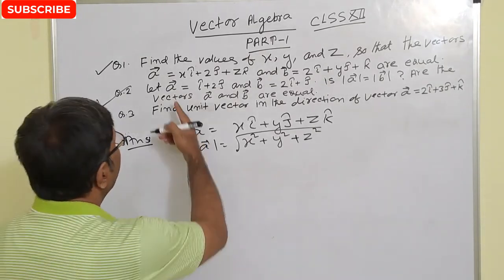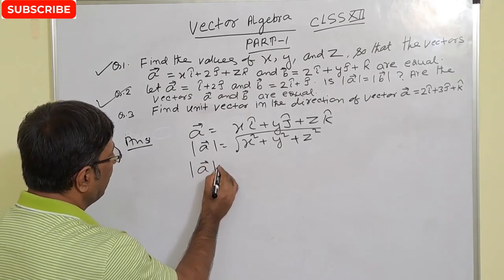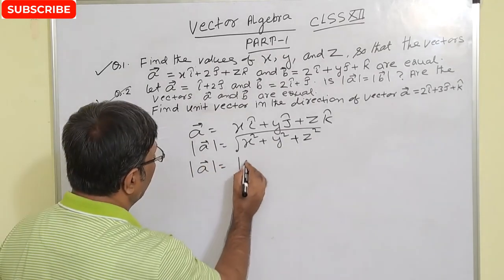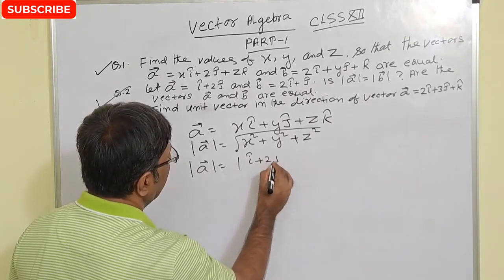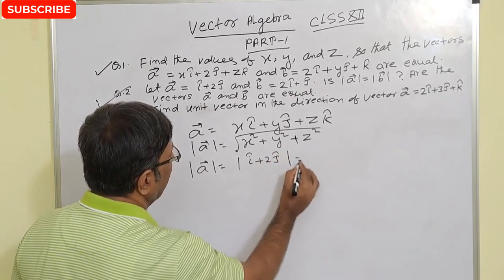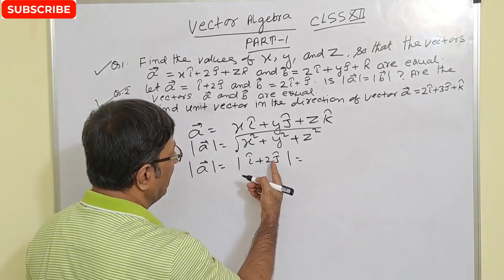Now you know here a vector is given. So magnitude of a vector equal to what? Magnitude of unit vector i plus 2 unit vector j. So this is what? Coefficient of i is 1. Here coefficient of j is 2.